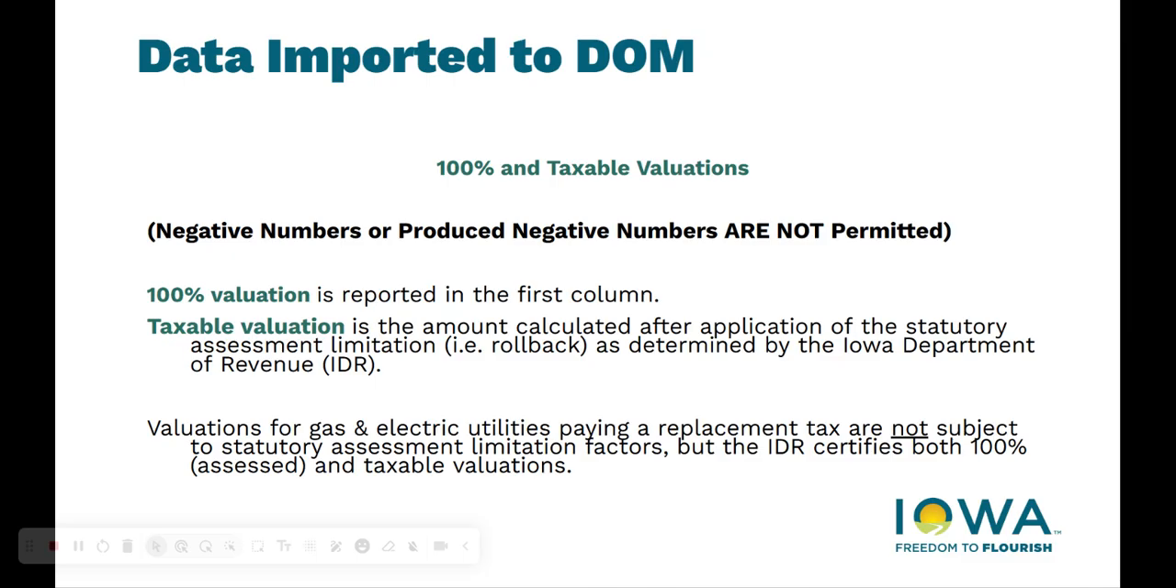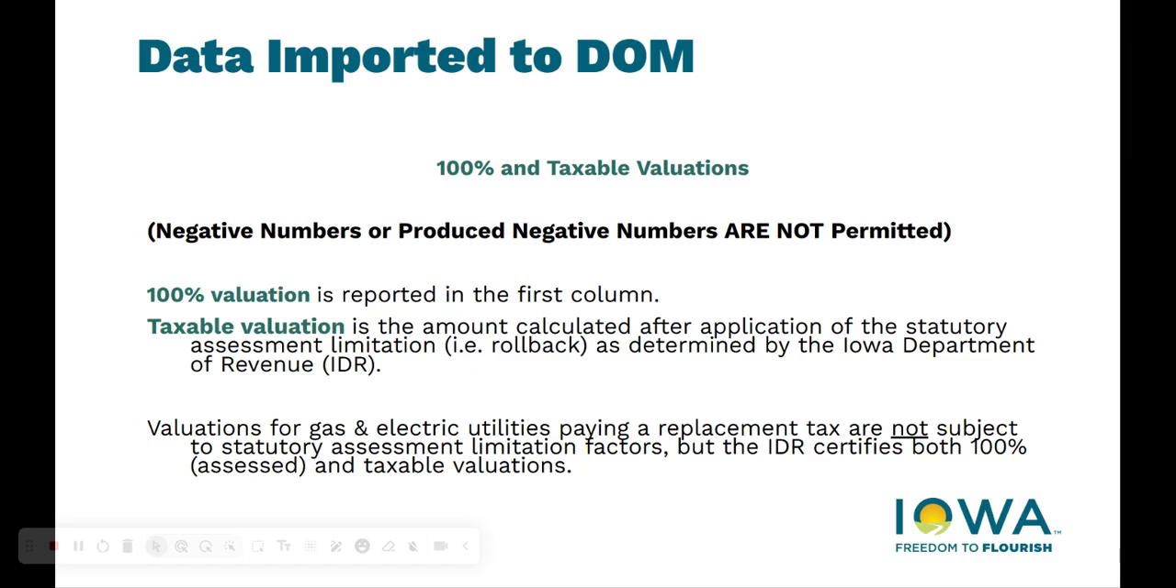The first column or left-hand column is going to be 100% valuation, and that is the valuation that's arrived at prior to the application of any assessment limitation to that class of value. Taxable valuation is the amount calculated after applying the statutory assessment limitation, sometimes referred to generally as rollback, as it's determined annually by the Department of Revenue.